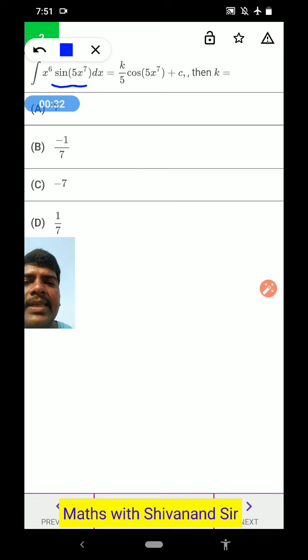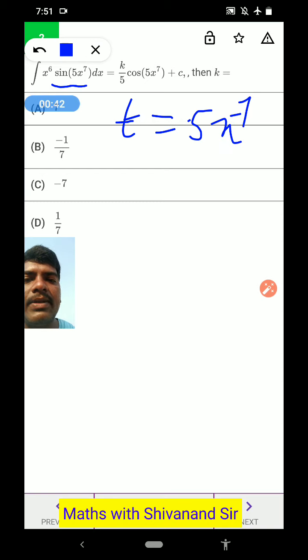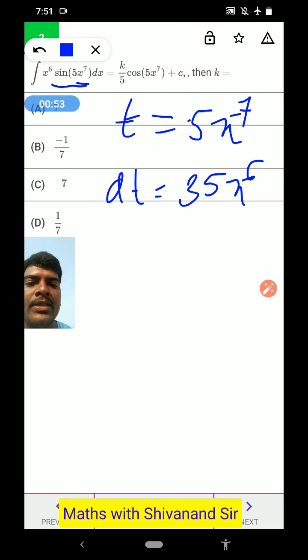So in this case, what should t be? Whenever algebraic functions come, especially x to the power of n, t always goes to the higher power of x. Let me take t equal to 5 times x raised to 7. Then dt is 7 times 5, which is 35 times x raised to 6 dx. So 1 by 35 times dt is equal to x raised to 6 dx.